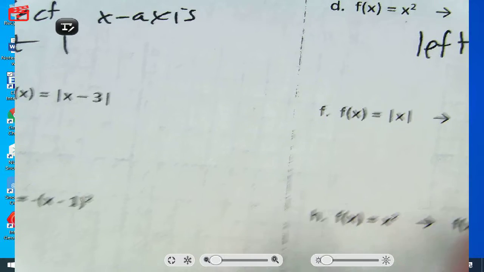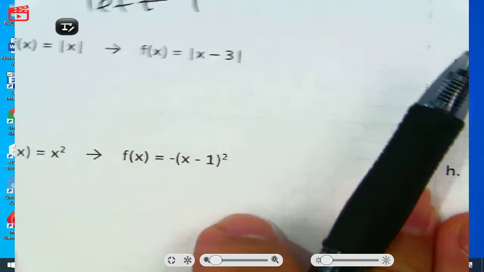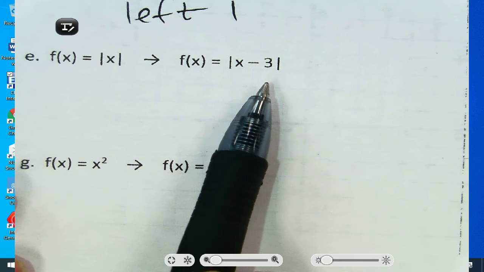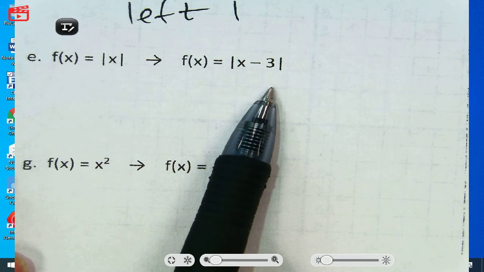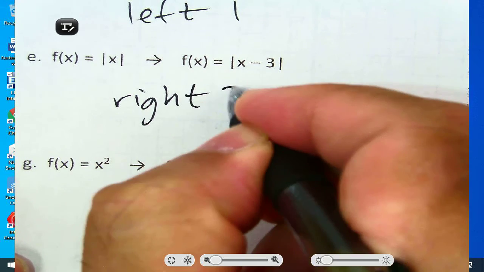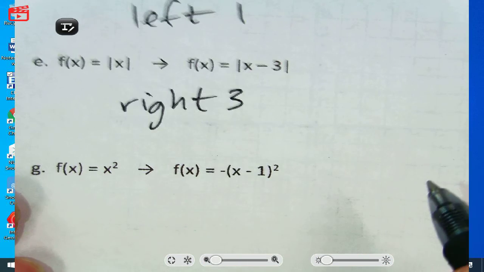Oh, okay. Alright, so look at this example. Look at E. So which direction is this going to go? Right. Right, how many? 3. Right 3. Right?